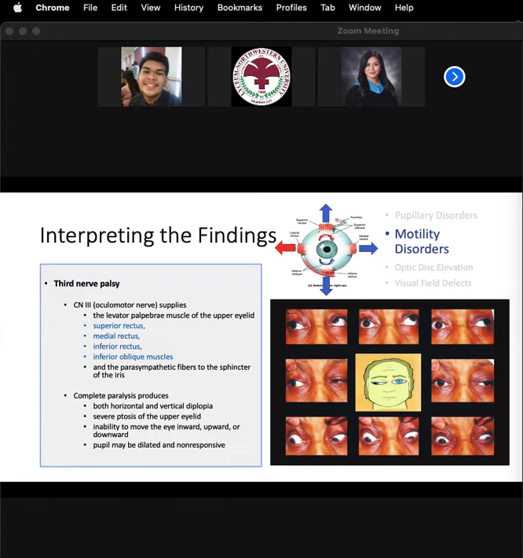Third nerve palsy. You already know that cranial nerve 3 controls a lot of muscles in your eyes. Complete paralysis produces horizontal and vertical diplopia, ptosis of the upper lid, and inability of the eye to move inward and upward. Pupils may be dilated.